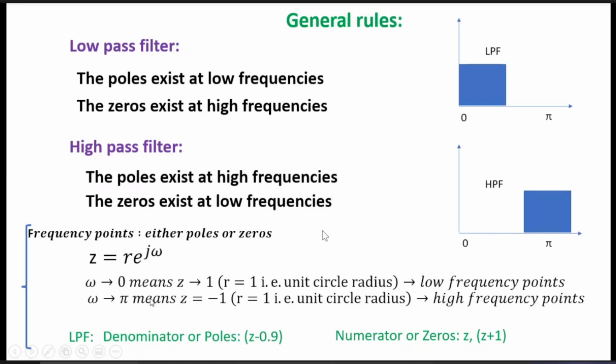ये पॉइंट्स मतलब हाई फ्रीक्वेंसी में z का वैल्यू -1 होता है. ओके. और लो फ्रीक्वेंसी में z का वैल्यू 1 होता है. दिस थिंग यू हैव टू कीप इन माइंड. नाउ फॉर लो पास फिल्टर, लो पास फिल्टर में क्या चाहिए हमको? हाई गेन चाहिए लो फ्रीक्वेंसी में.